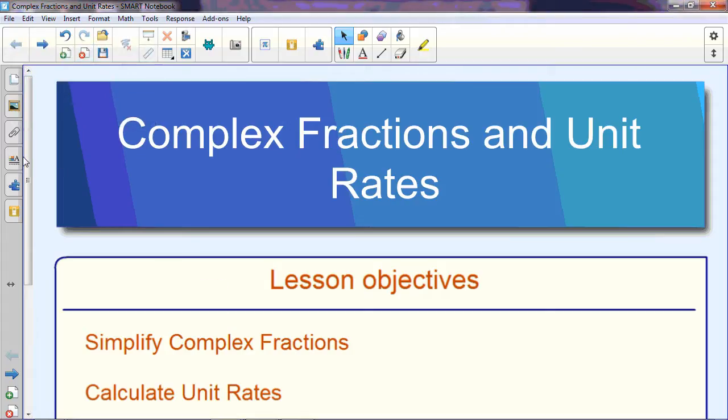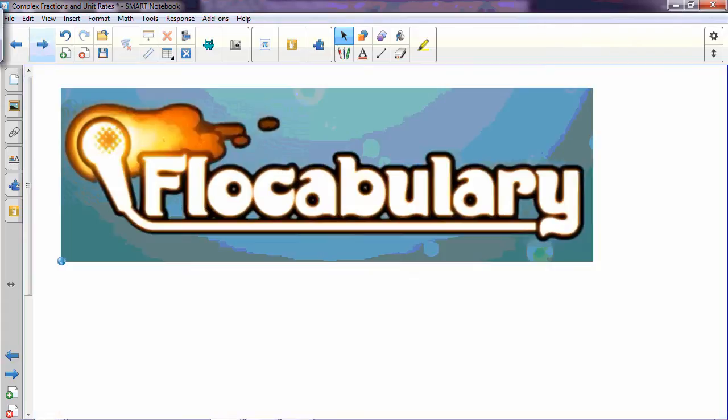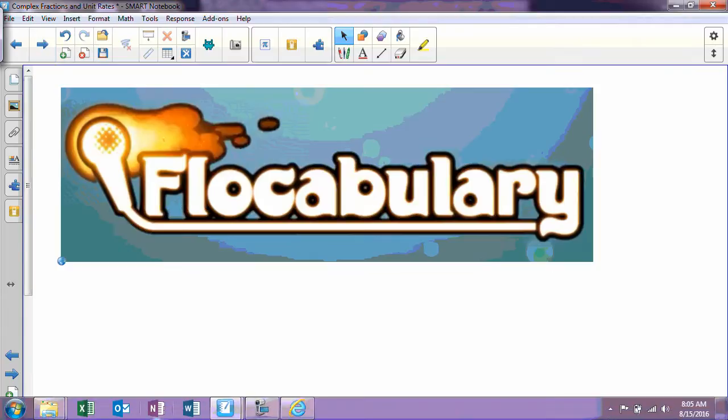Okay, so now we're going to talk about complex fractions and unit rates. By the end of this lesson, you should be able to simplify complex fractions and calculate unit rates. First thing I have for you is a video just to remind us of how we're dividing fractions.